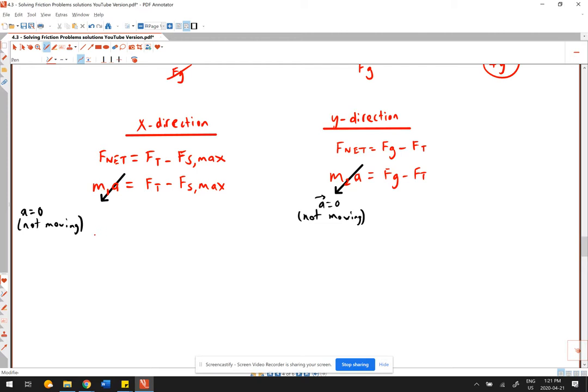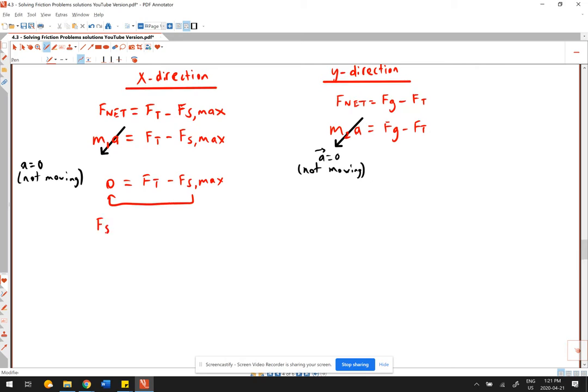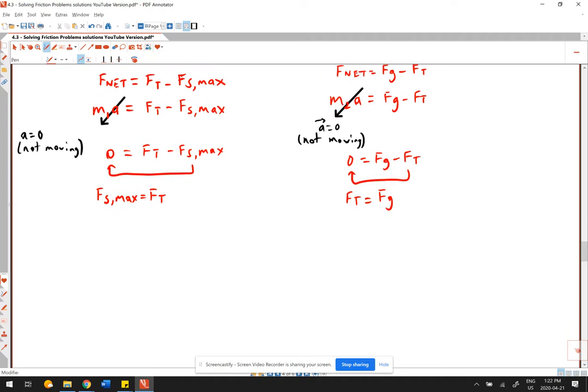So in the first part, we have 0 equals tension force minus static friction maximum. We can take this to the other side, so the negative will become a positive. So we have static friction maximum is equal to tension force. Over here, we have 0 equals Fg, gravitational force, minus tension force. Same thing, we're going to take tension to the other side. So tension is going to equal gravity. Now, we can start solving.